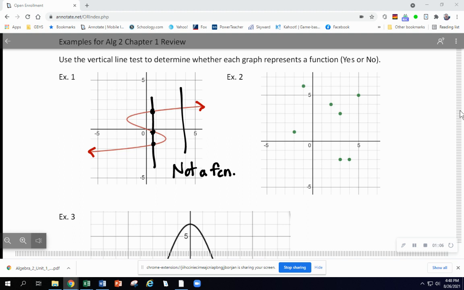In the next example, if you draw a vertical line here, it hits that green dot. That's just one dot, so far it's okay. But when I come over here to x equals 3, there's two places, two answers that associate with x equals 3, and so this is not a function. So we've had two of them that are no.